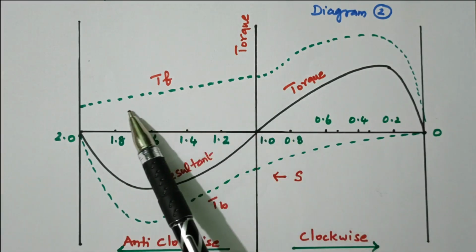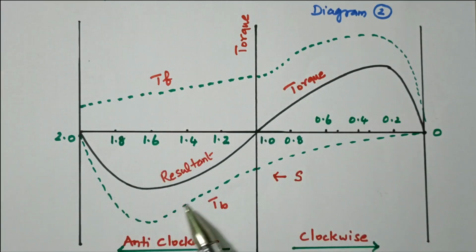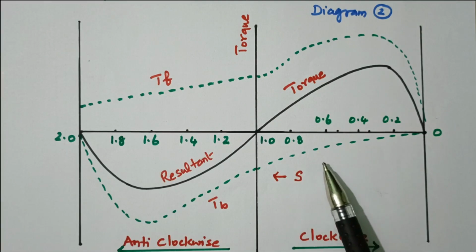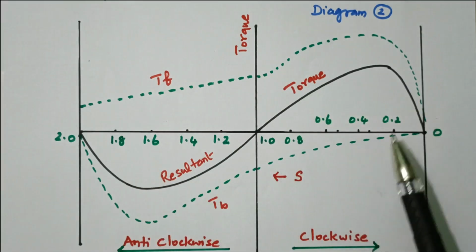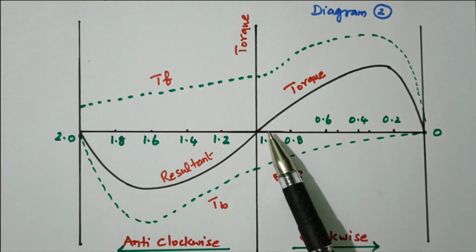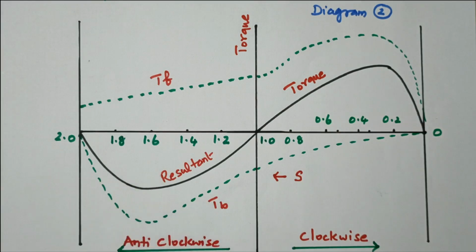This is the torque produced by the forward torque. This is the backward torque. The combination of these two, the sum of these two, is the resultant torque. So in the clockwise direction we get a positive value, in the anti-clockwise direction we get a negative value. So we can go for further analysis. This side refers to S, this side refers to 2 minus S.